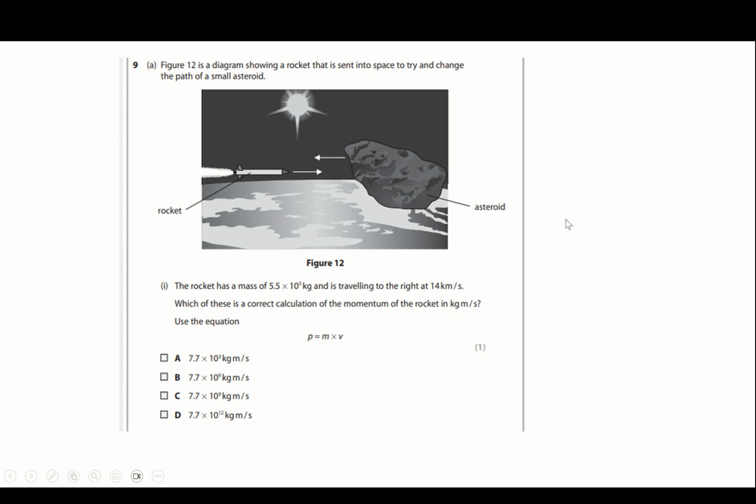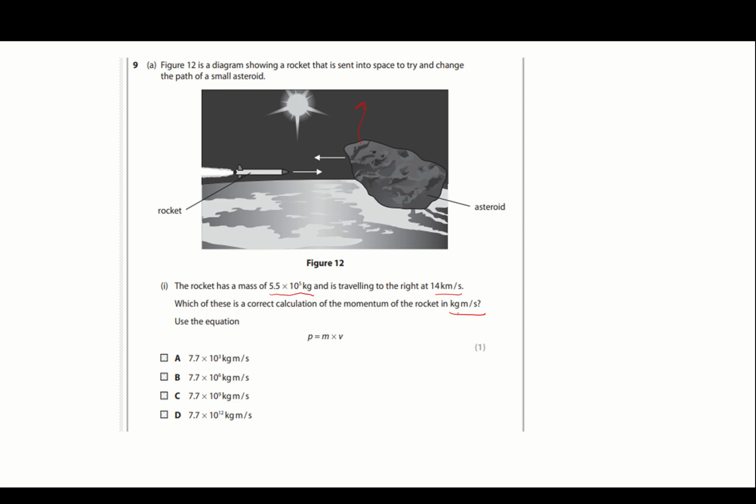Question 9 about momentum. So we've got a diagram that shows a rocket trying to change the path of an asteroid. It looks like it's going to try and push it away from hitting the Earth. That's a good thing. The rocket has a mass of 5.5 kilograms. It's traveling to the right at 14 kilometers per second. Calculate the momentum of the rocket in kilogram meters per second.